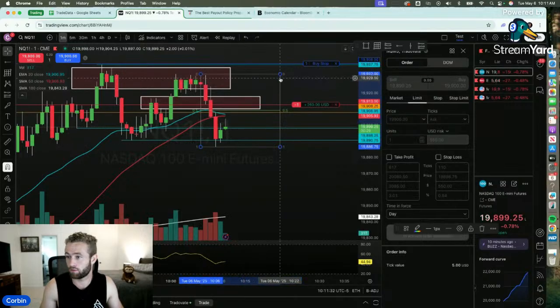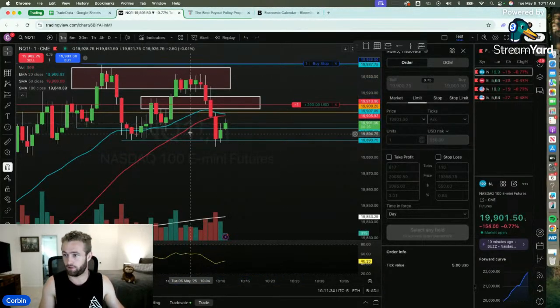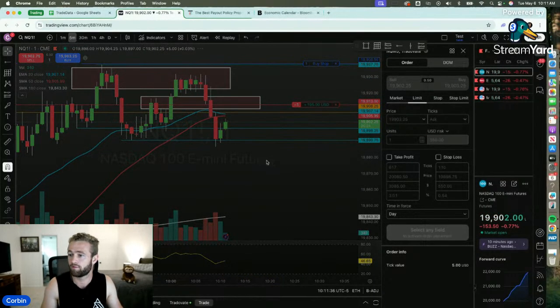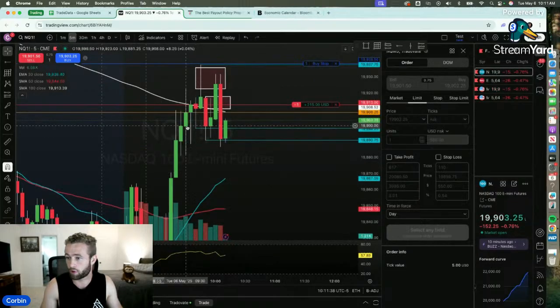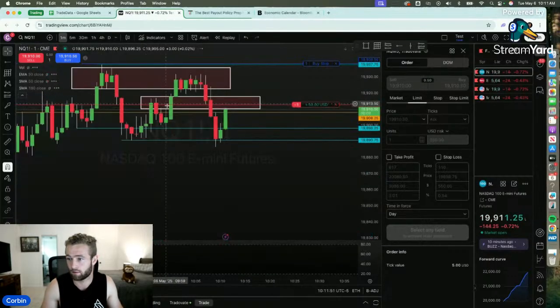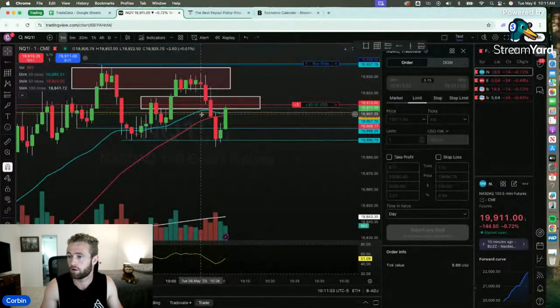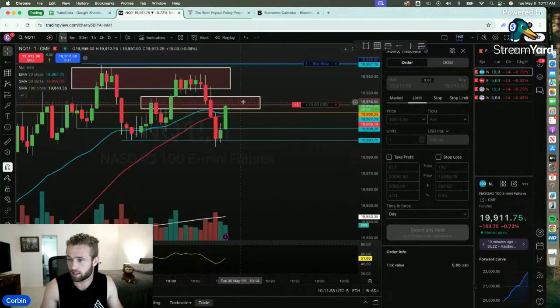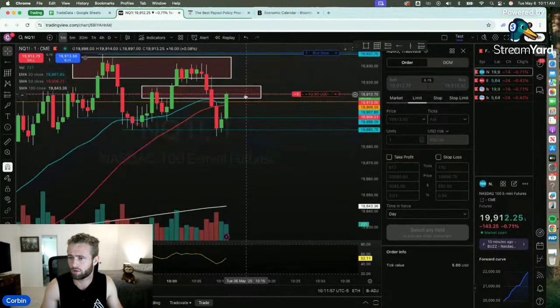What lows have we made? 5 day, 5 minute chart. What did we do? We broke below that previous low, but not below this one. That scares me. That concerns me. Right? We are testing. What do I have there?